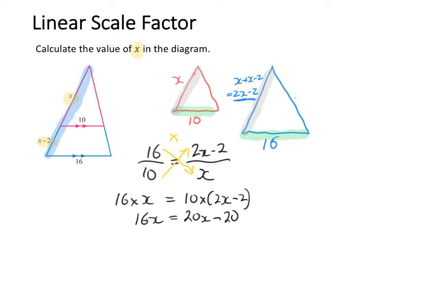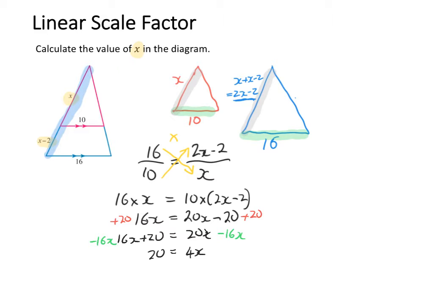So first I'm going to remove the minus 20 from the right hand side by adding 20, and then adding 20 onto the left hand side as well. So 16x plus 20 is going to equal to 20x. Next I'm going to move the 16x from the left hand side. So I'm going to subtract 16x and subtract 16x from the right hand side. So 20 is going to equal to 4x.